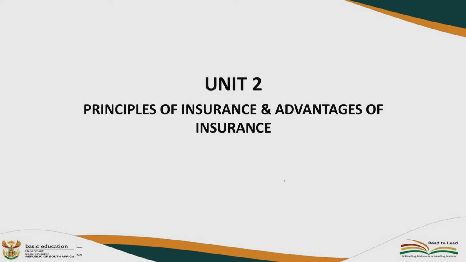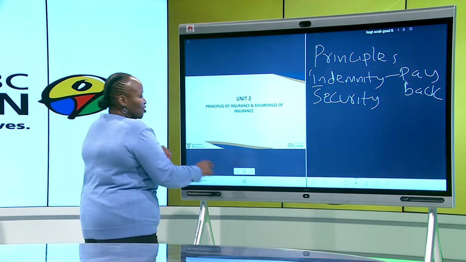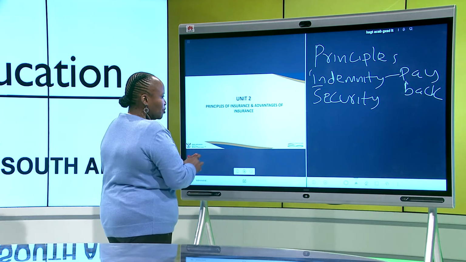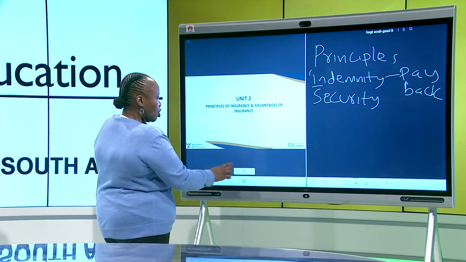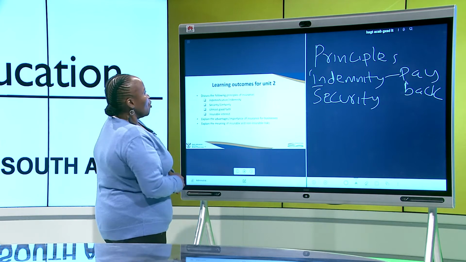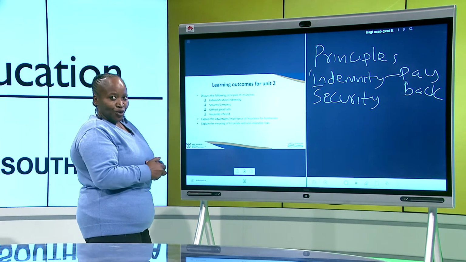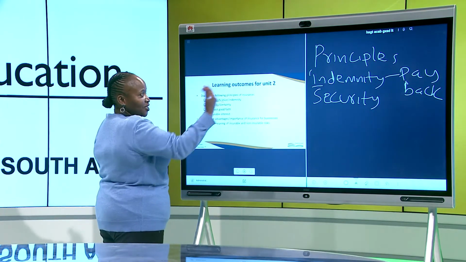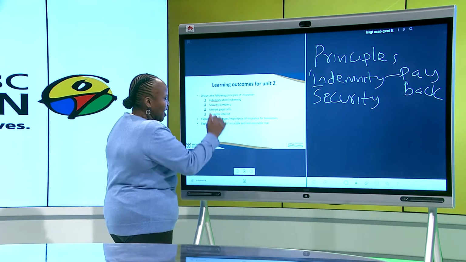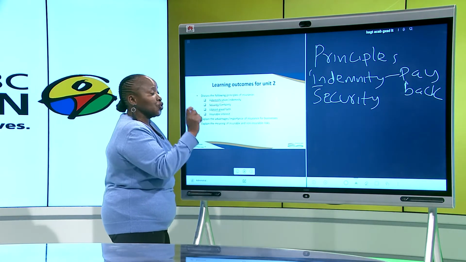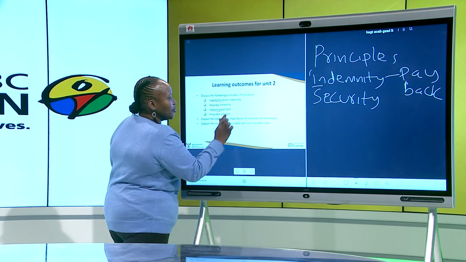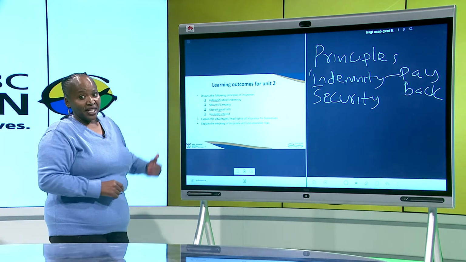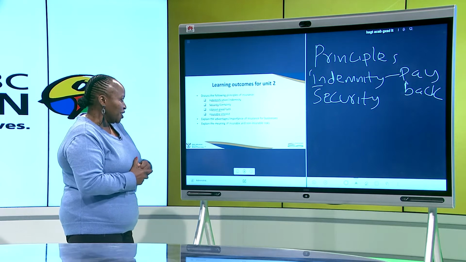We started with indemnity and security when we did the difference between insurance and assurance. So I did introduce you to the 2 principles. We actually have 4 principles of insurance. We've got indemnification, which you must know. We've got security, which I touched on when I was doing the differences between insurance and assurance. We've got the principle of utmost good faith. We have the principle of insurable interest. These are the things that you should know at the end of this Unit 2 learning outcome.